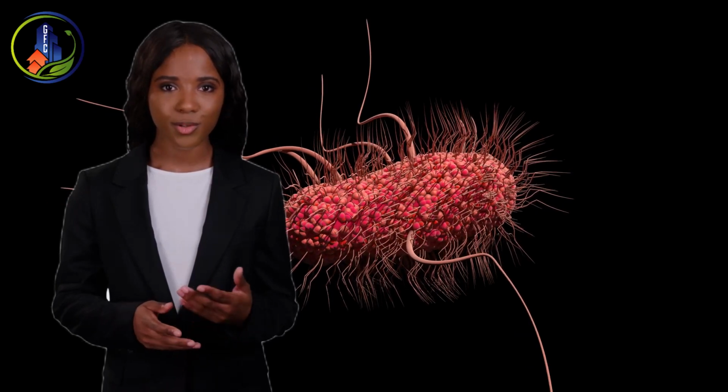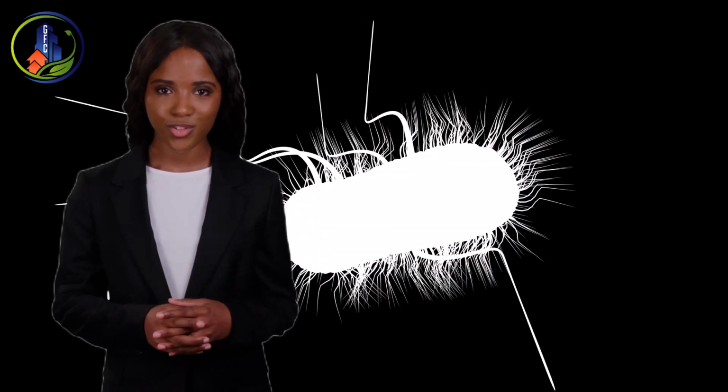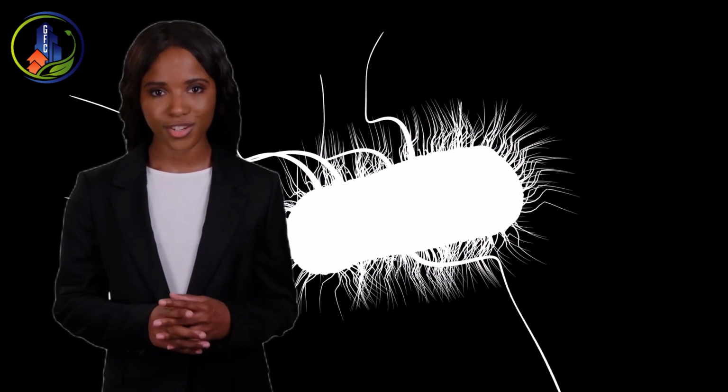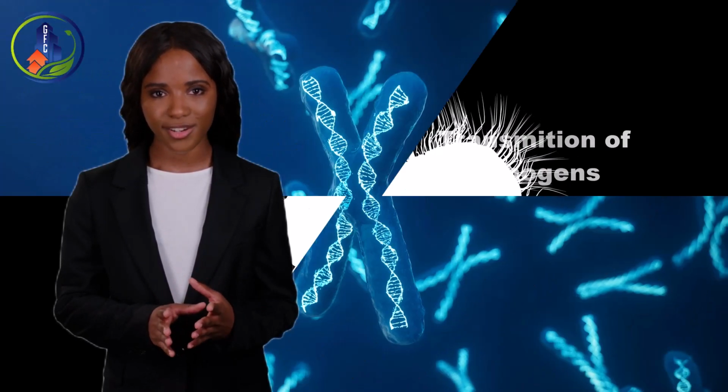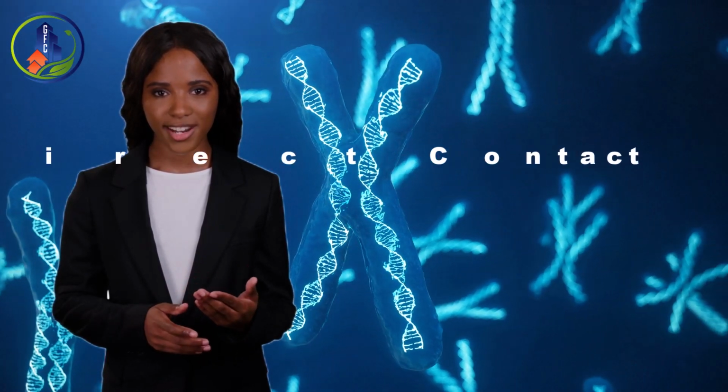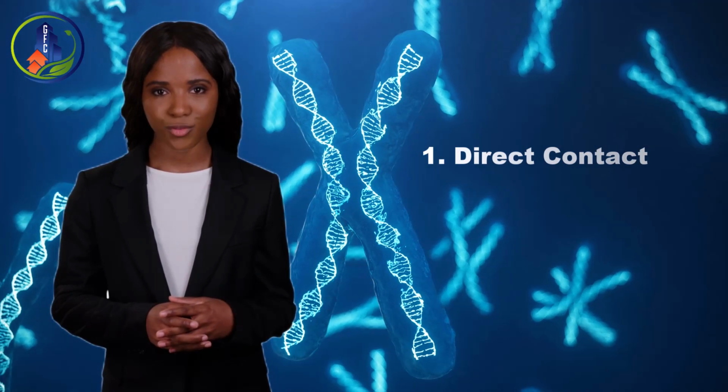Here's a breakdown of how pathogens are transmitted and how to prevent infection, along with safe handling and disposal procedures for potentially infectious materials. Transmission of pathogens. Direct contact transmission: through physical contact with an infected person, for example, touching, kissing. Prevention: avoid direct contact with infected individuals. Use personal protective equipment, PPE, when necessary.